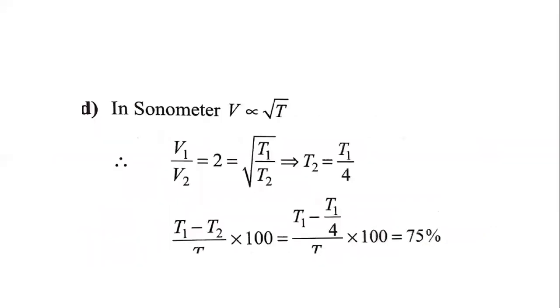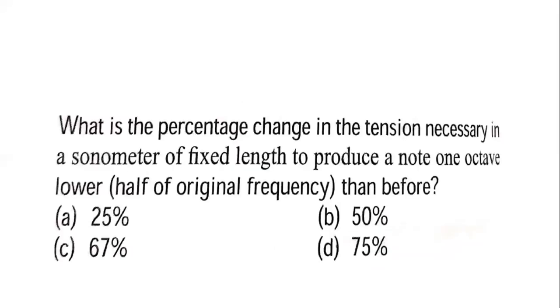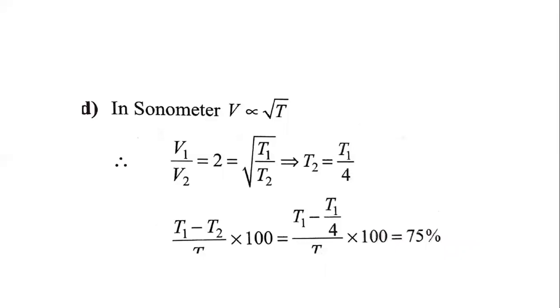So now given that V proportional to root T is the formula. V1 by V2 is given as 2. Octave means it is 2. It's equal to root of what? T1 by T2. Just solve this. Squaring on both sides, what you get is T2 is equal to T1 by 4.